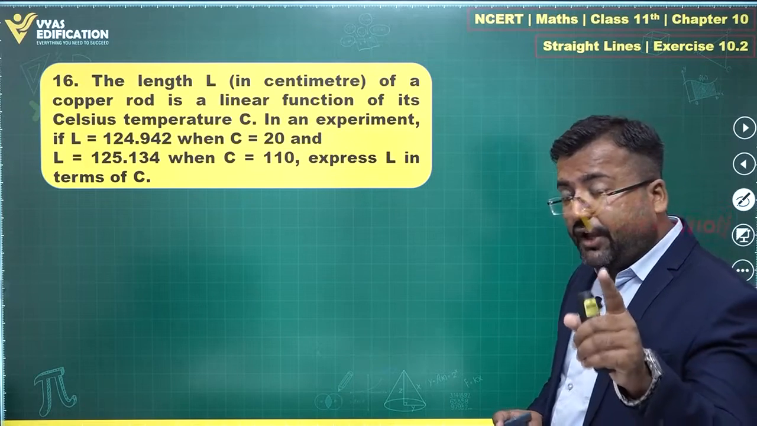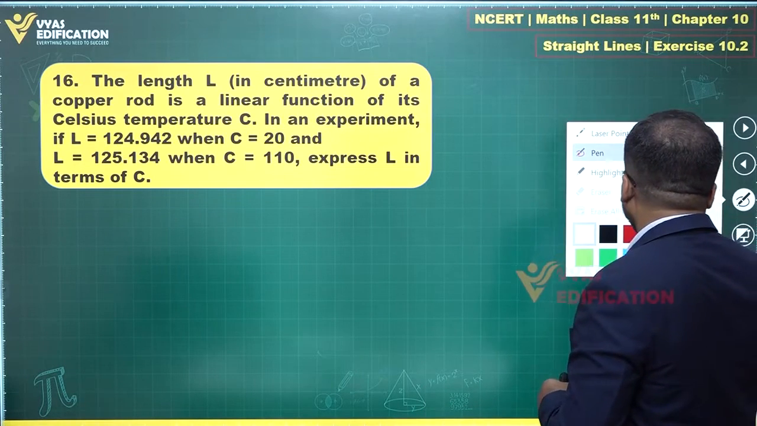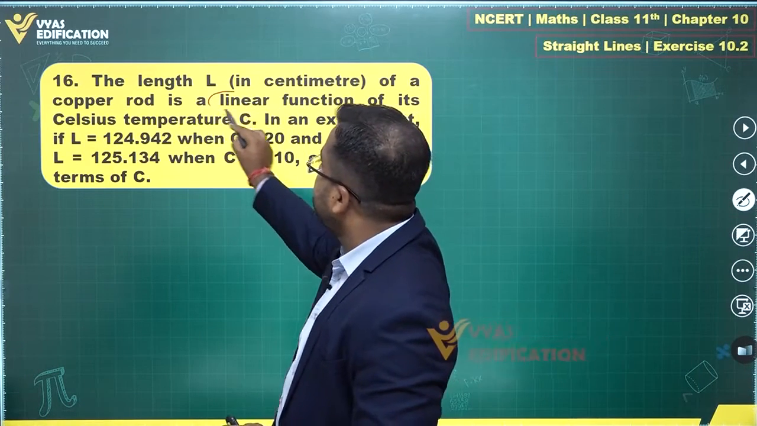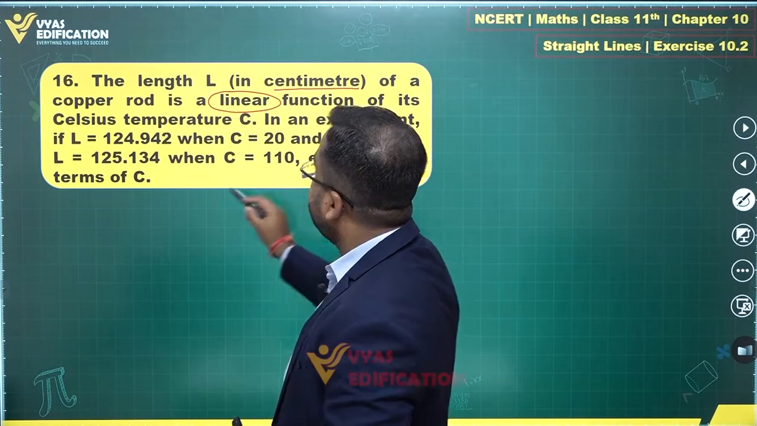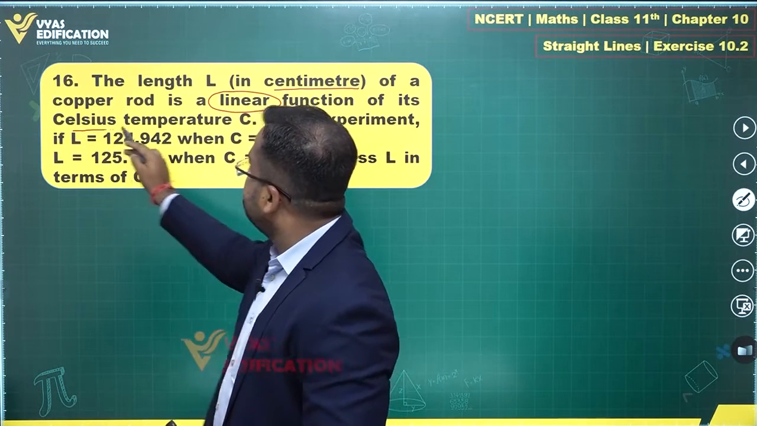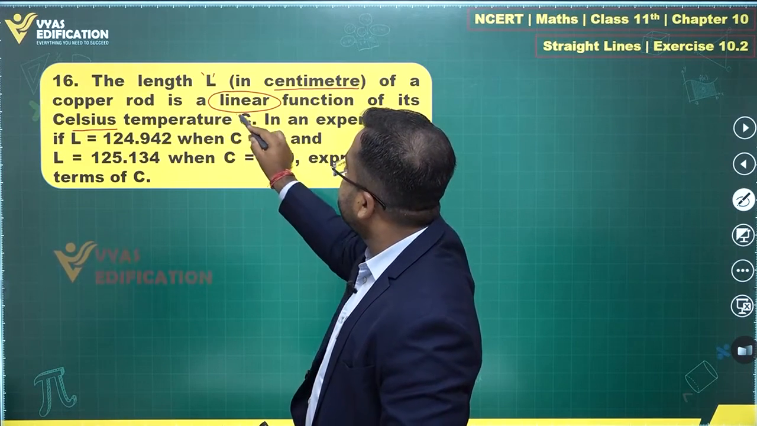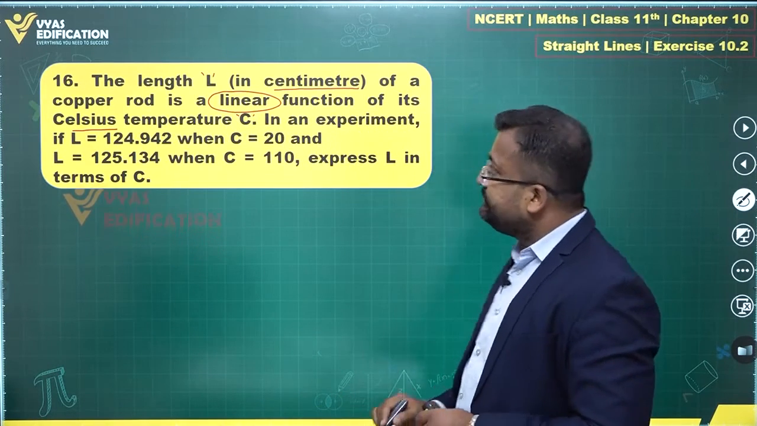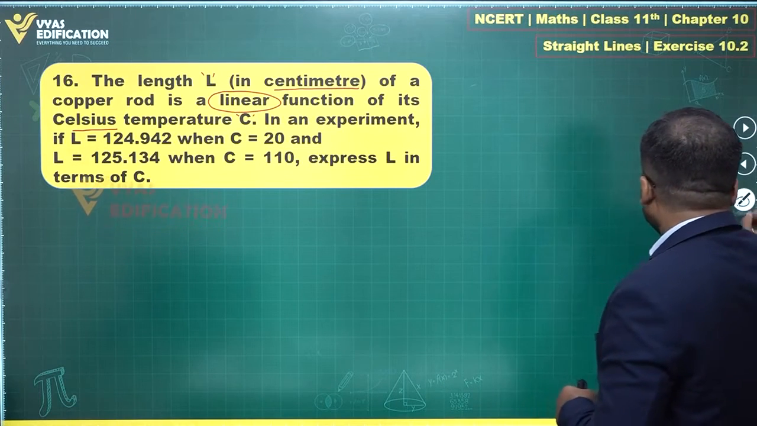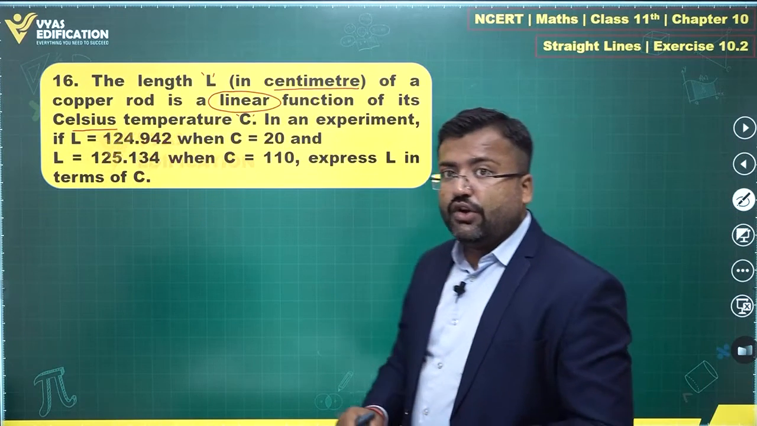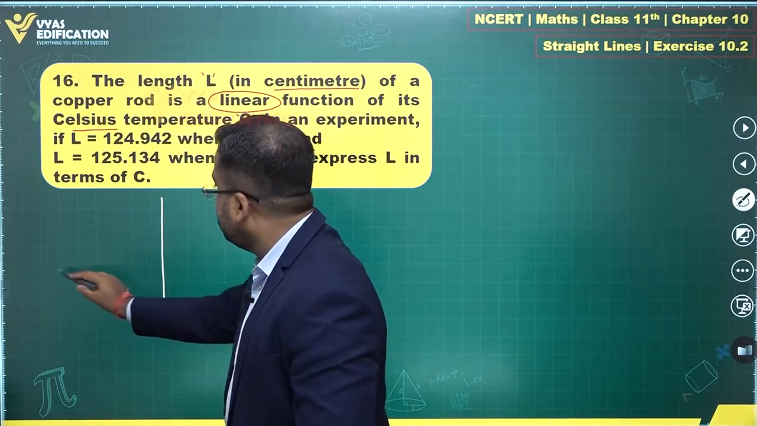It is given, mind you, that it is a linear function. Since the person has said that this is a linear function, L is in centimeter and Celsius temperature C. So we are interested in a relation between L and C. And since the relation is linear, what you will get is a linear function, that is a straight line.